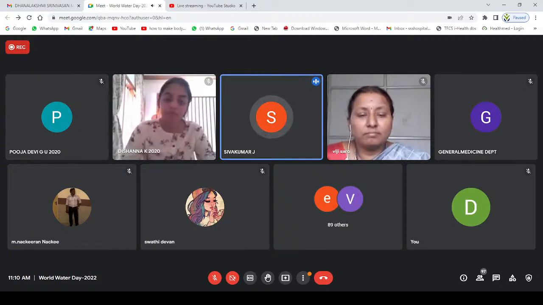1 gram of carbohydrates will produce 0.6 ml of water, and 1 gram of protein will produce 0.4 ml of water. 1 gram of fat will produce 1.1 ml of water, and 1000 kilocalories on oxidation of foodstuffs will produce 125 ml of water.